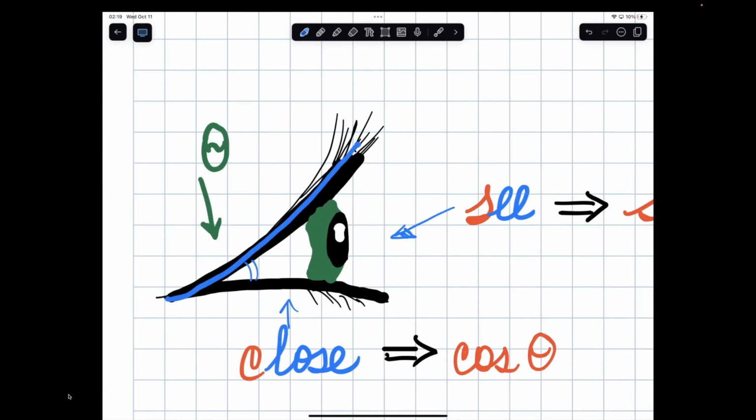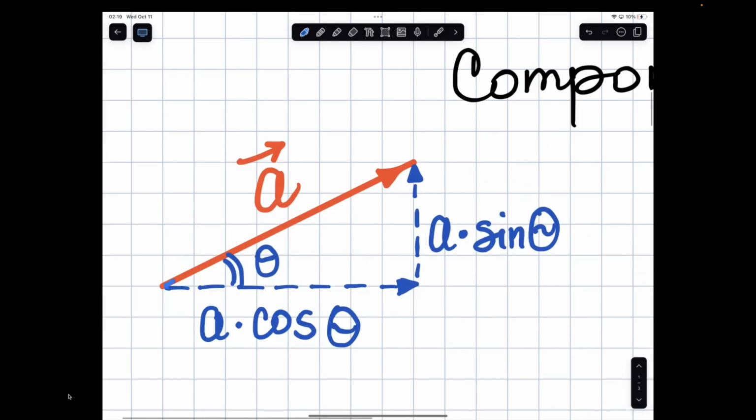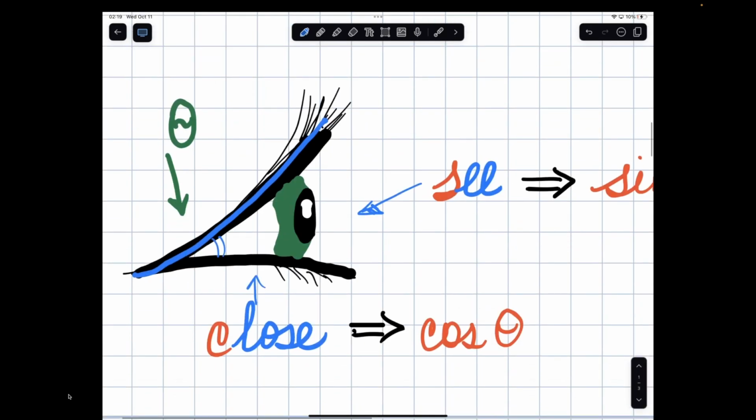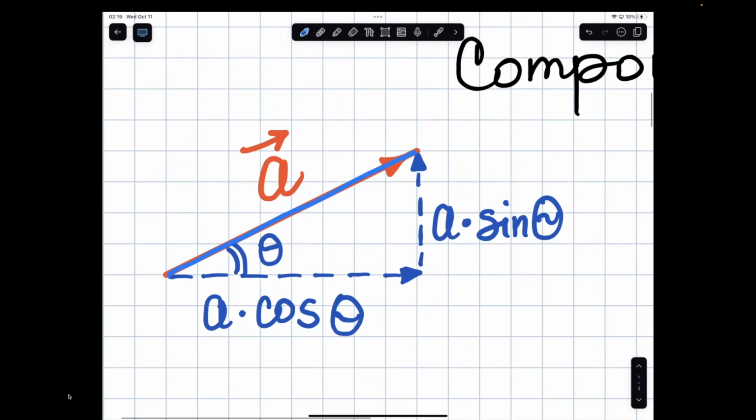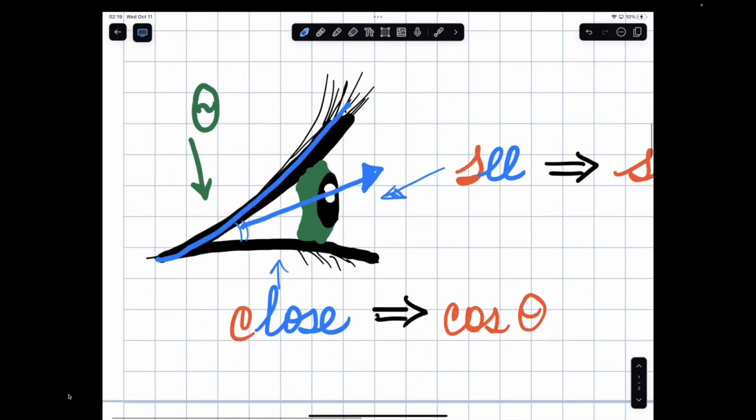Again, upper lid is your hypotenuse right here. If you are finding the side that is across from the corner of your eye, that's where your pupil is. You see sine. Where you close your eye, then that is where you're going to have your cosine.